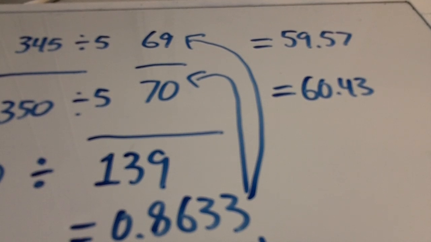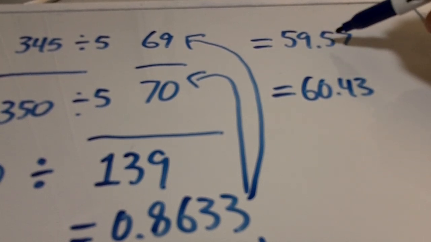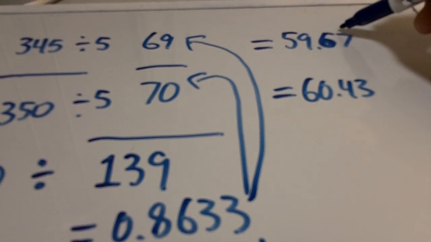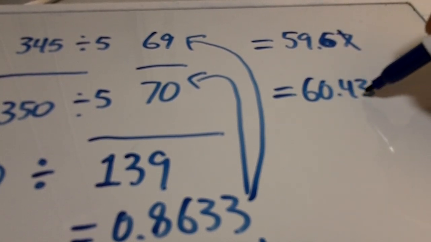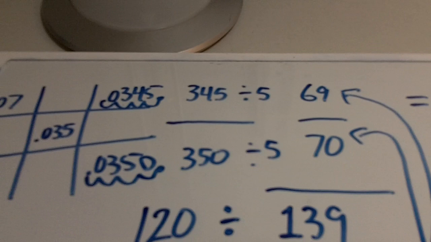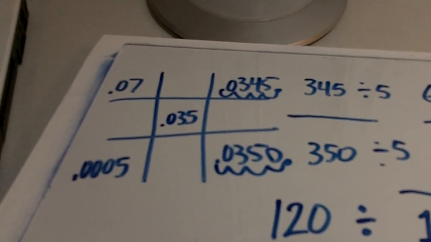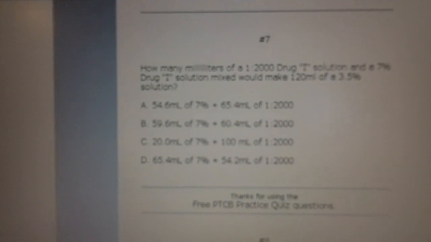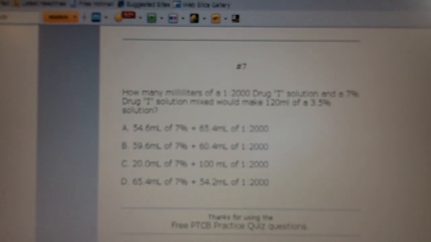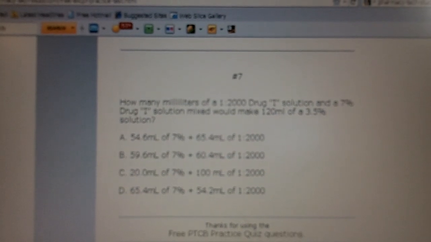Looking back at the question, the answers are rounded to the nearest tenth place. So this is actually going to become 59.6. That doesn't look so great, but you know what I mean. And then this will be rounded down to 60.4. So 59.6 of the 7%, and then 60.4 of the 1 in 2,000. Let's see if that's what answer B is. It is. So that's how we work that one out. Hopefully the little bit of strategy that I explained at the beginning of the video will help you out when it comes time to take your exam. And so B is the answer.